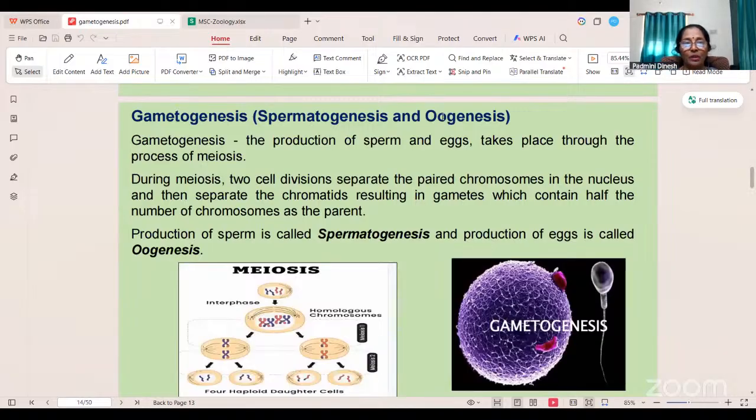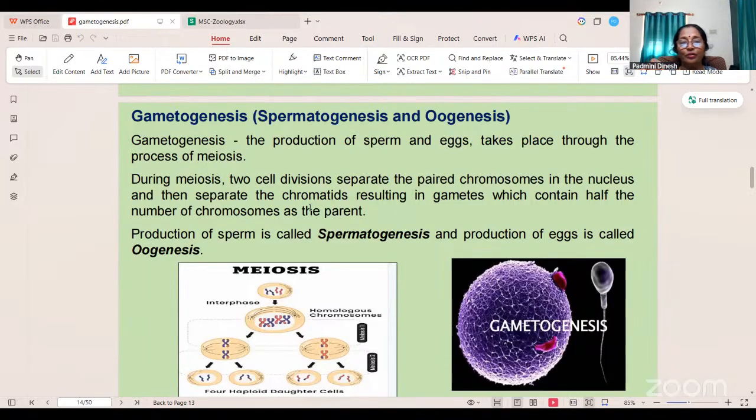Now, during meiosis, a cell divides and separates the paired chromosomes in the nucleus, forming a haploid number of chromosomes. From diploid to n, from 46, you're going to have 23 each. That is called meiosis, or reduction cell division. Only when you have this reduction division are you going to get gametogenesis, that is, spermatogenesis and oogenesis.